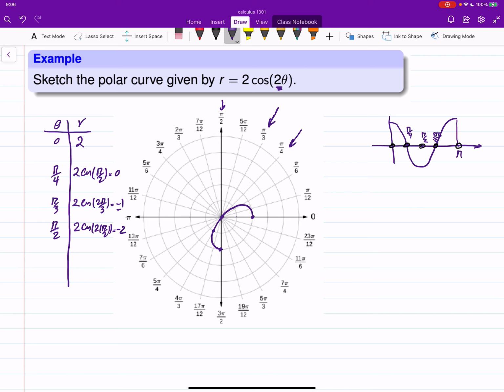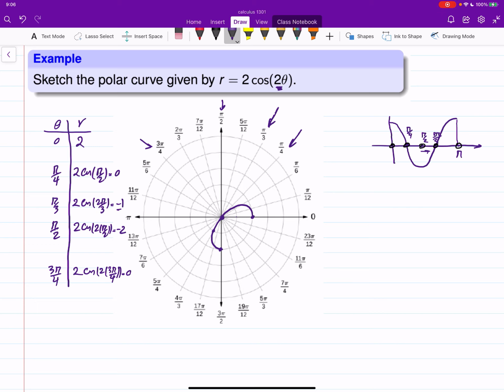Now from pi over 2 to 3 pi over 4, so 2 times cosine of 2 times 3 pi over 4, then that will be cosine of 3 pi over 2, which is 0. So it means that at 3 pi over 4, we are going to go back to the origin.